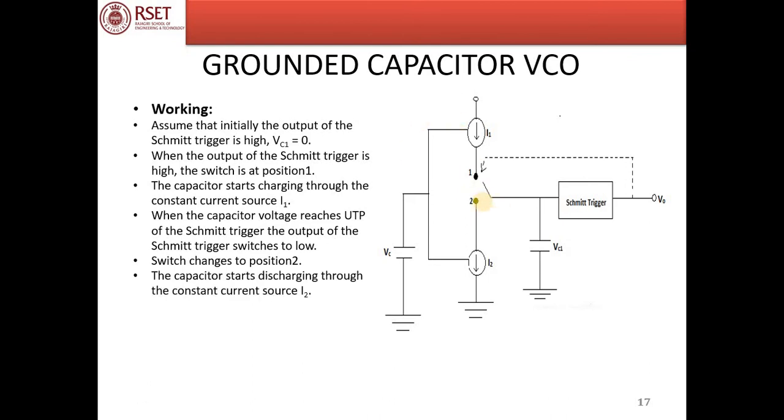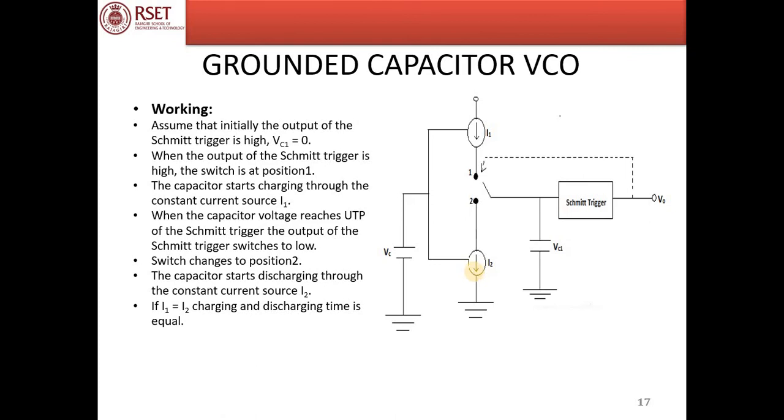Now the capacitor starts discharging through the current source I2. The capacitor is charged. Now this is a current sink. The capacitor starts discharging through I2. And we have made I1 and I2 equal by means of this. I1 and I2 is controlled by this VC, the modulating voltage VC, and it is kept equal. I1 and I2 is equal.